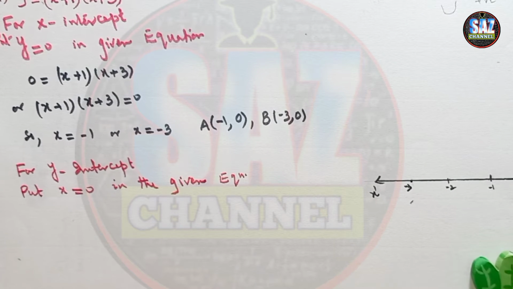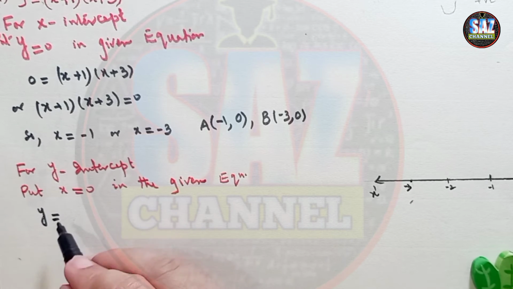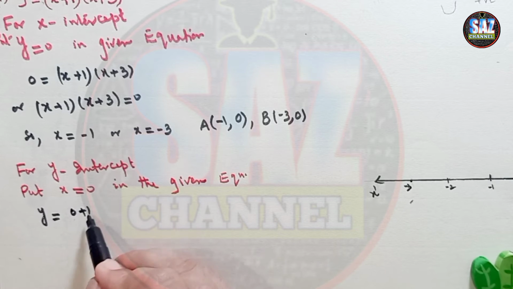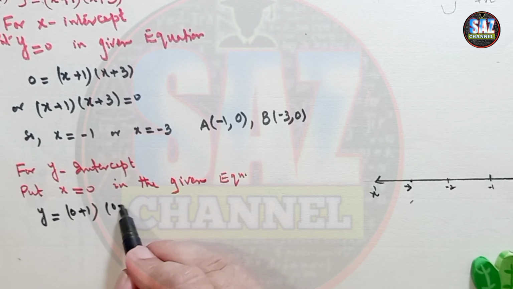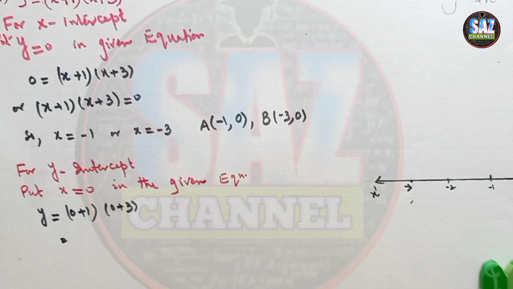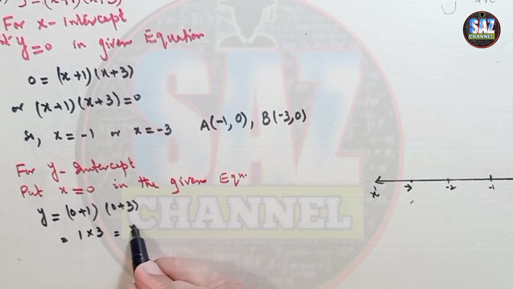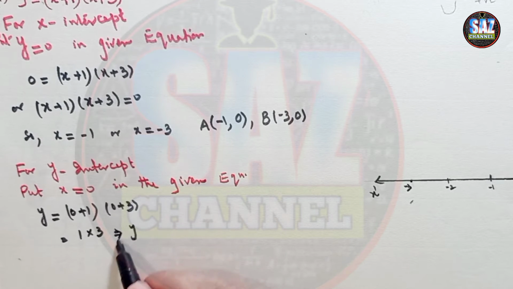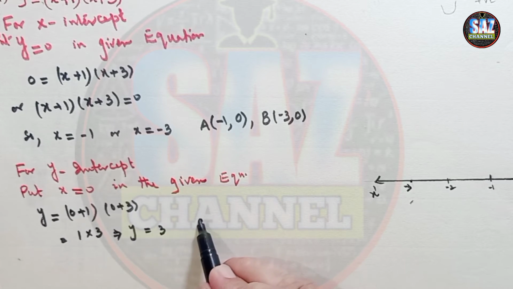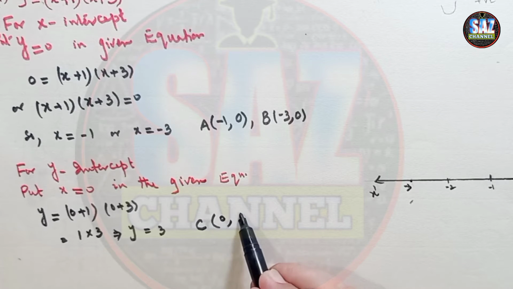y equals to 0 plus 1 and 0 plus 3, and this will be 1 multiplied by 3, so this becomes 3. Y equals to 3, and I'm getting the third point, the y intercept, which is 3. As the y value is 3, the x value will be 0.